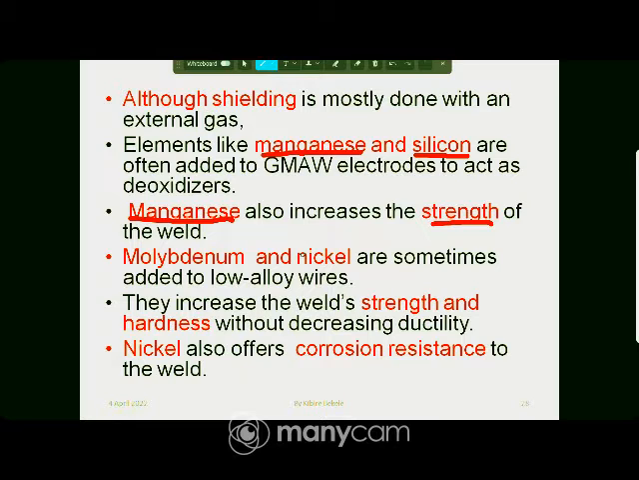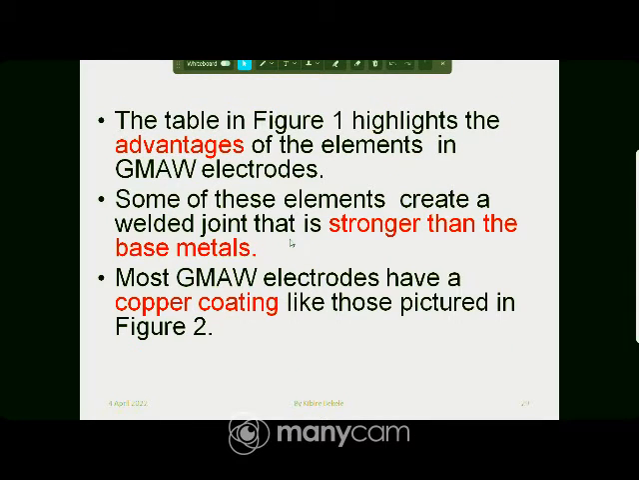They increase the weld's strength and hardness without decreasing ductility. Ductility is one important property of the welding. So the welding properties we need are ductility, strength, and toughness. Nickel also often improves corrosion resistance. Nickel is added to the electrode to increase the corrosion resistance. So these are the elements we need to add to the electrodes.